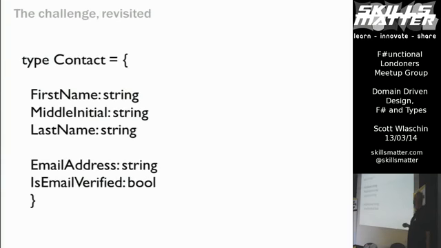So let's look at the original code from the first slide. We've got our first name, last name, email address. So let's see what we can do to make it nicer. The first thing we can do is turn it into an option. We saw how to do that.